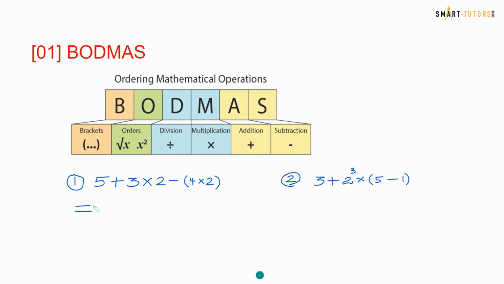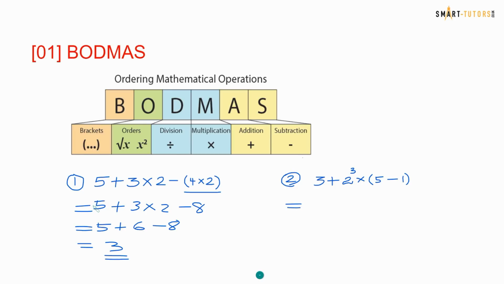5 plus 3 times 2 minus 4 times 2. So the bracket has to be done first. So 5 plus 3 times 2 minus, the bracket answer is 2 times 4 is 8. Then addition, subtraction and multiplication. Do the multiplication first. 3 times 2 is 6, minus 8. Then you can do any order. So 5 plus 6 is 11. Take away 8, the answer is 3.